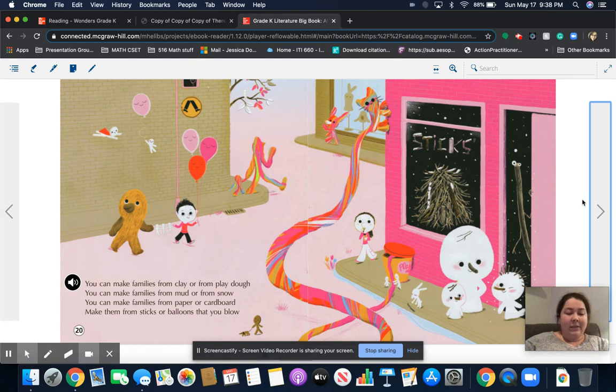You can make families from clay or from Play-Doh. You can make families from mud or from snow. You can make families from paper or cardboard. Make them from sticks or balloons that you blow.